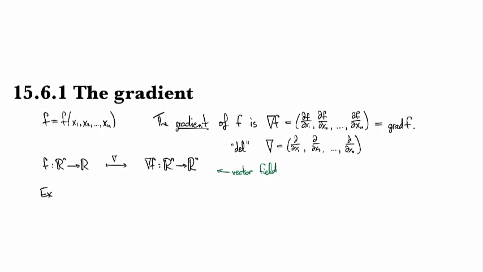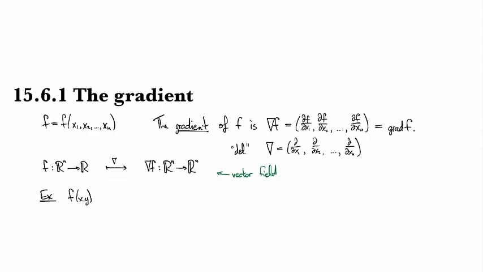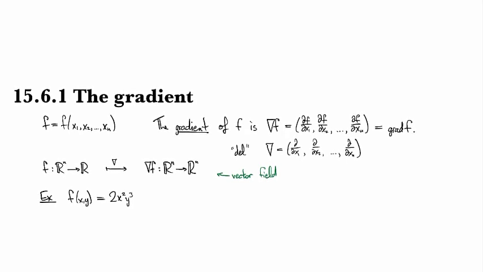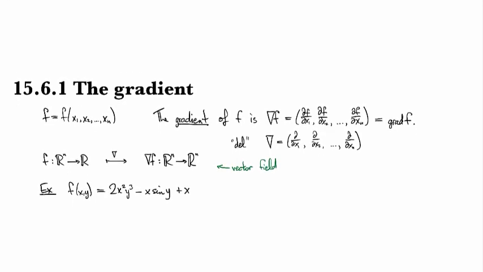and we'll explore those in the upcoming sections. For right now, let's just look at how to compute the gradient, and we'll just do it for a function of two variables. So suppose f is 2x squared y cubed minus x sine y plus x.